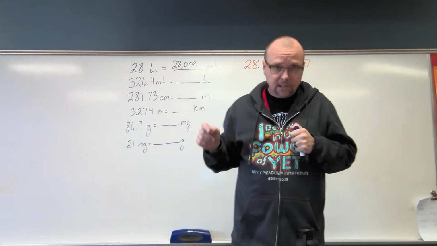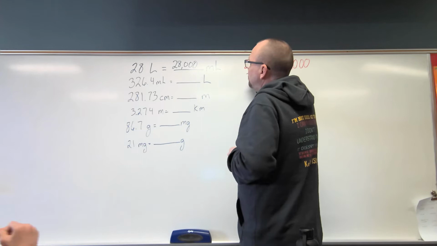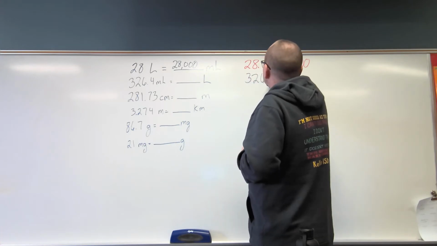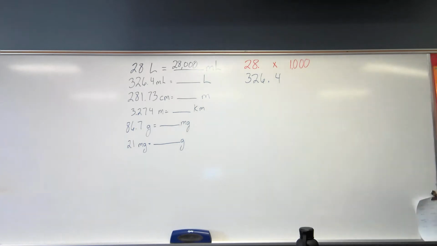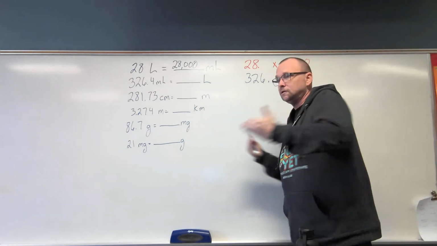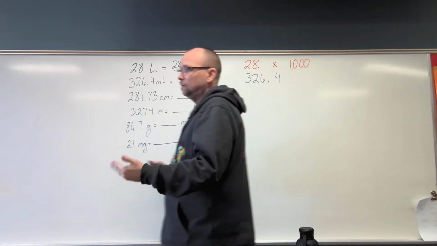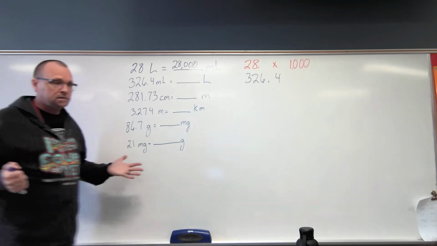All right. We're going to keep 326.4. Those numbers are going to stay in there. Those numbers are going to be in my answer. May have some zeros, may not have some zeros. But 3, 2, 6, and 4 are all going to be in my answer.